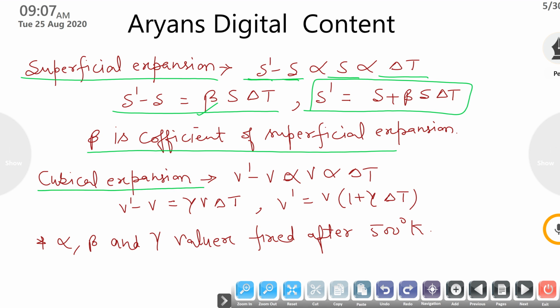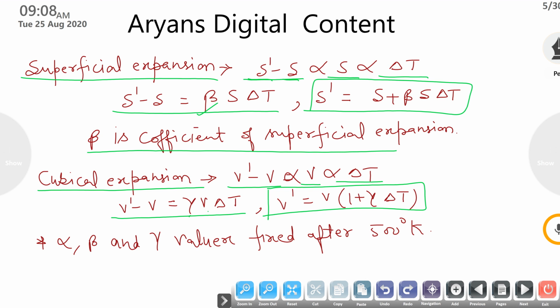Now next is the cubical expansion. Cubical expansion is the increase in volume of any object due to rise in temperature. So the increase in volume is proportional to volume and directly proportional to the change in temperature. So this can also be written as V dash minus V is equal to gamma V delta T. Gamma is another constant, and that is known as the coefficient of cubical expansion. From here we can easily find out the final volume of any object.